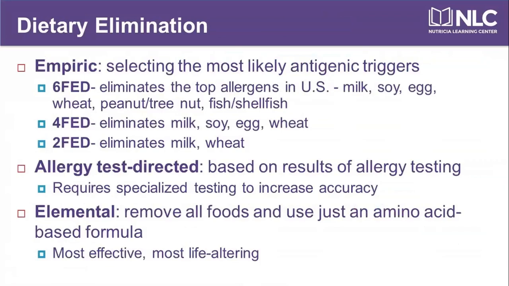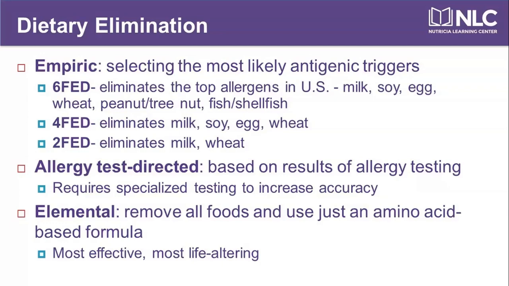The most traditional approach, and the first approach that was really published, was the Six Food Elimination Diet, and that eliminates the top allergens in the United States: cow's milk, soy, egg, wheat. Peanuts and tree nuts were lumped together. Fish and shellfish were lumped together to give us 6, although you can make the argument it's really 8 foods if you don't lump those two groups together.